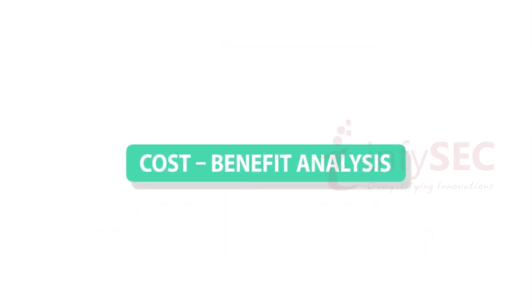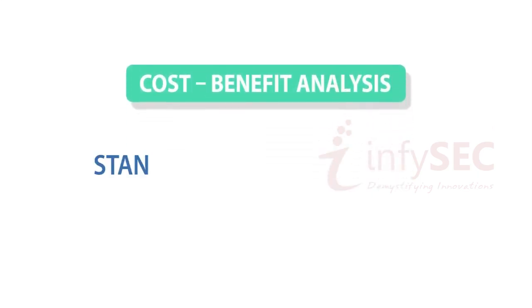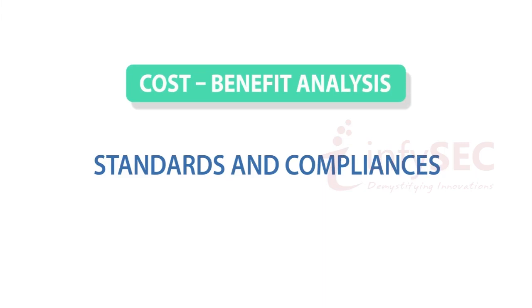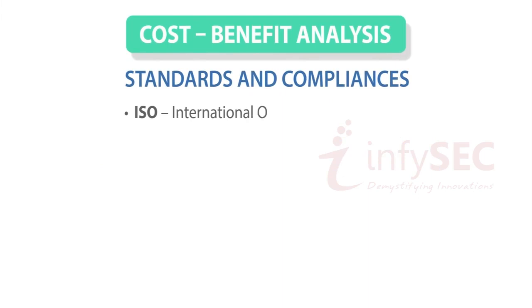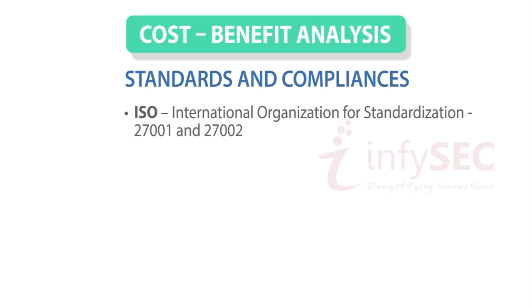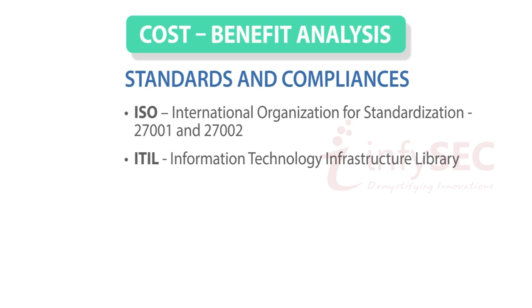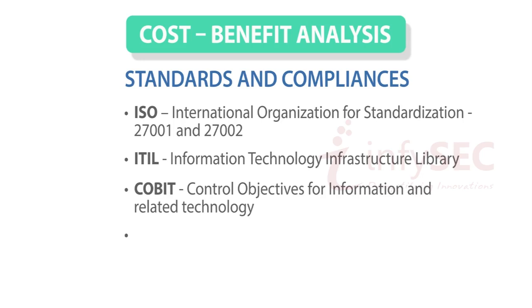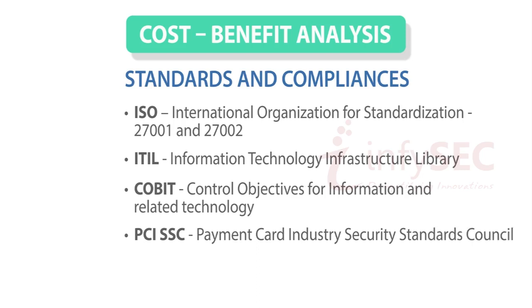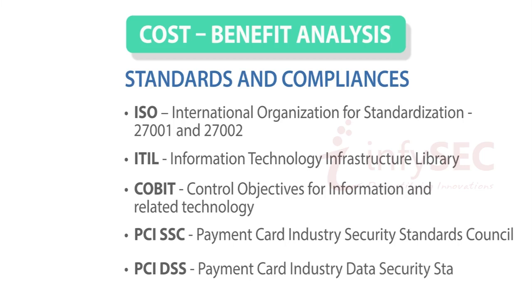Irrespective of the results of the cost-benefit analysis, there are certain standards and compliances an organization is supposed to follow. These include ISO, International Organization for Standardization, 27001 and 27002. ITIL, Information Technology Infrastructure Library. COBIT, Control Objectives for Information and Related Technology. PCI SSC, Payment Card Industry Security Standards Council. And PCI DSS, Payment Card Industry Data Security Standard.